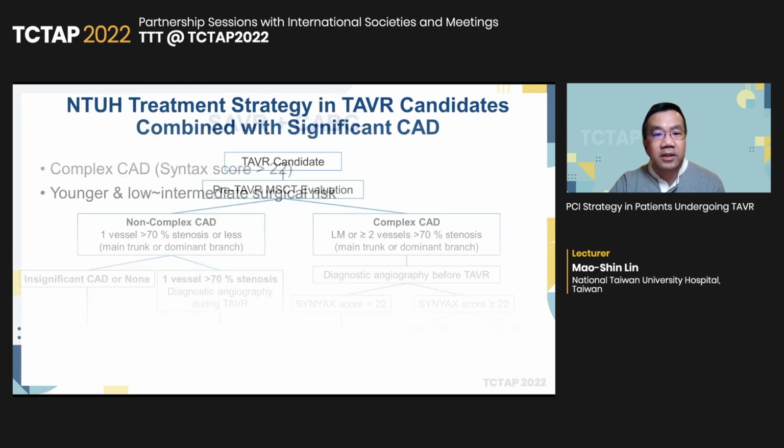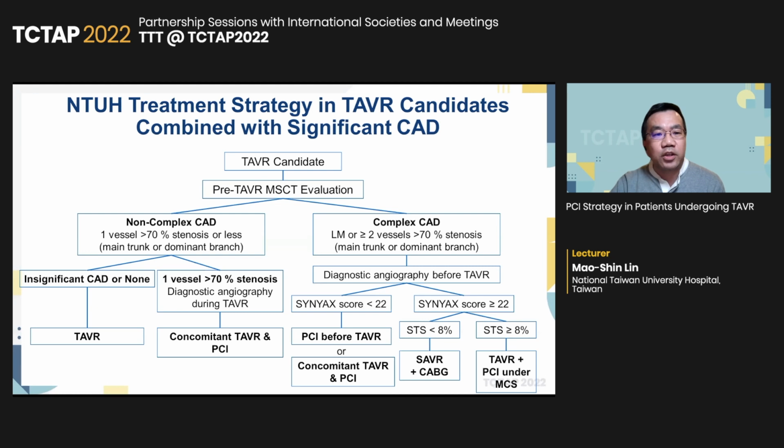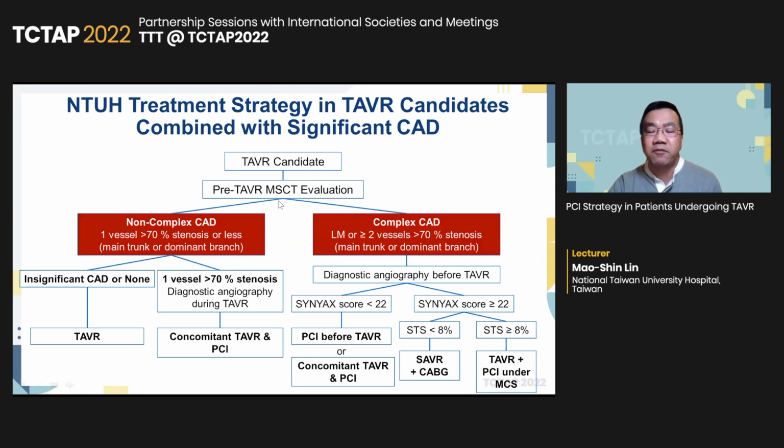In the past 10 years, we developed our own treatment strategy in patients with significant CAD and AS. We did not routinely let the patient have another admission before TAVR. We mainly depend on a pre-TAVR MSCT evaluation, and we only admit the patient once before TAVR if the MSCT found a complex CAD.